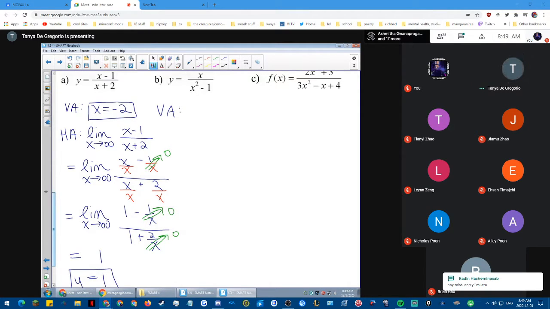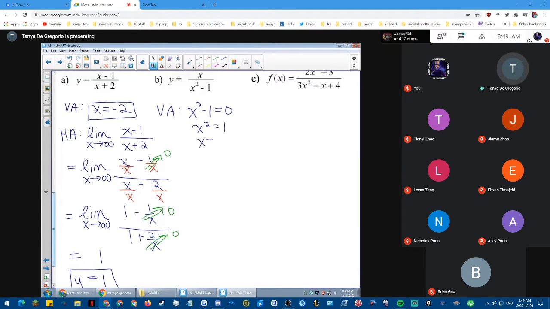Okay, over here, vertical asymptote. I take the denominator, I set it equal to 0, and I solve. So I have x squared equals 1, which means x is equal to radical 1, or square root of 1, which is just 1. Is that correct? No, why not? Plus or minus. Don't forget your plus or minus.